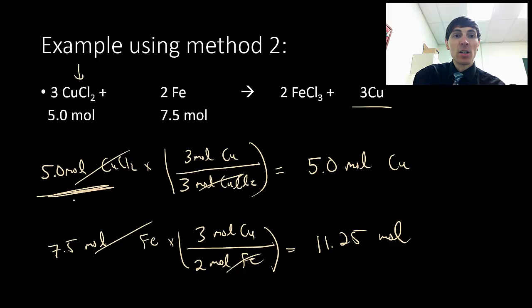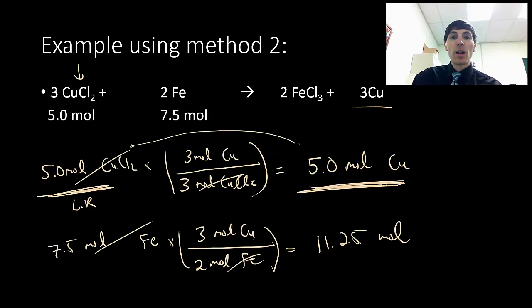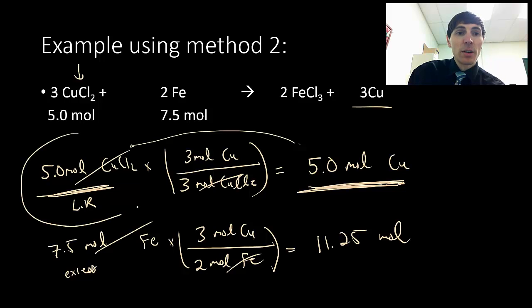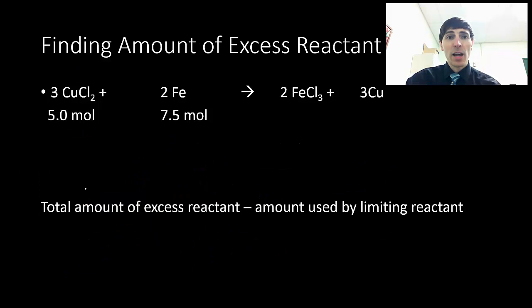So that means this one must be my limiting reactant. The lowest amount that we could make tells us what our limiter was. I'm never going to be able to make 11.25, so that must mean that this other one is going to be my excess. So that's another way we can find our limiting reactant. Convert to one product, figure out which one would make less, and that gives us the one that ran out first.